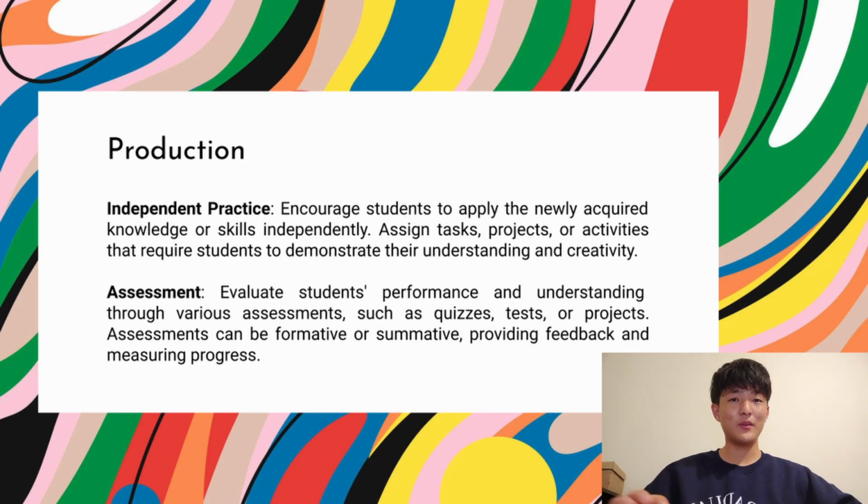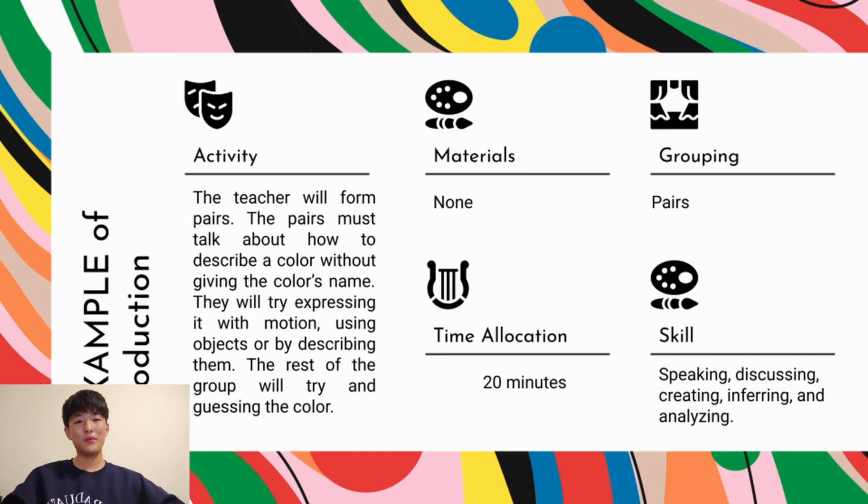Anyways, the assessments can be formative or summative, providing feedback and measuring progress. Now, an example of this could be, again, the students forming pairs, and now these pairs are given a color, and the pair must then describe this color or express it and try to describe it without actually giving up the name of the color. And they will be presenting this in front of the whole class, so the whole class has to guess what this color is. And the materials, there are none. It's in pairs, but it's also a whole class activity.